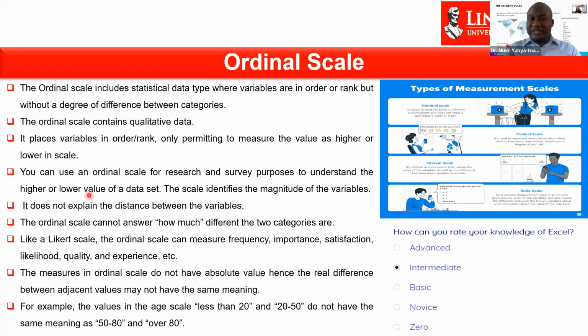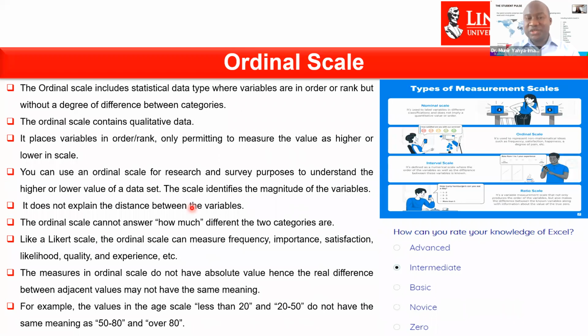Okay? It doesn't explain the distance between the variables. The ordinal scale cannot answer how much different the two categories are. Then, like a Likert scale, the ordinal scale can measure frequency, importance, satisfaction, likelihood, quality and experience, and so on.